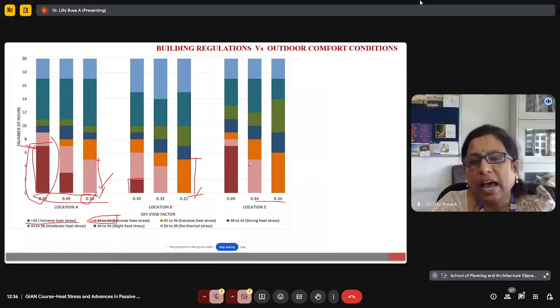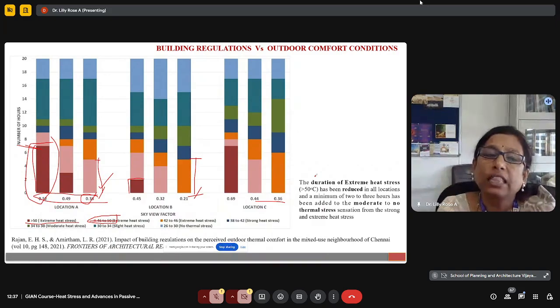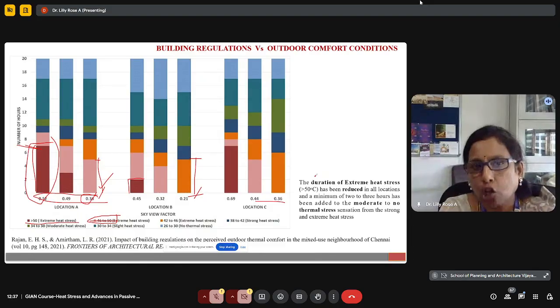So you can see that the duration of extreme heat stress has been significantly reduced in the modified building regulation by increasing the building height. Again, this depends on the compactness of the neighborhood. If it is compact, then that would vary.